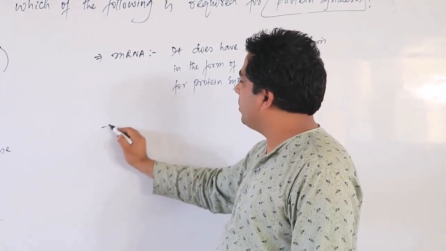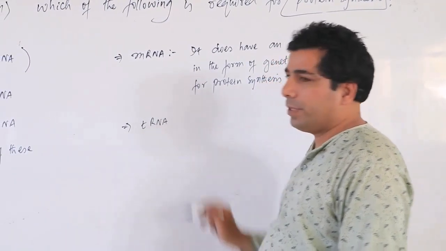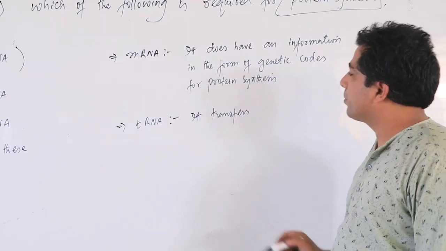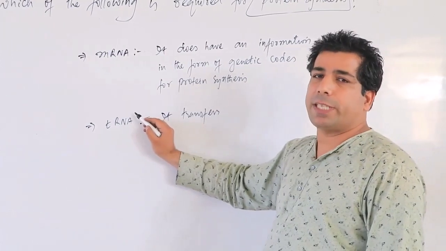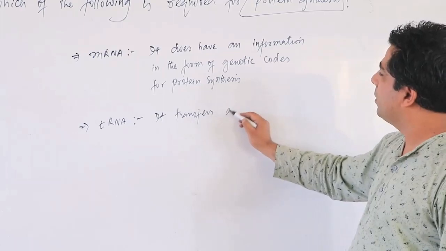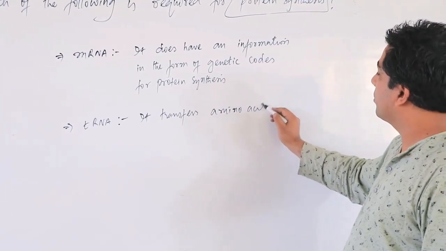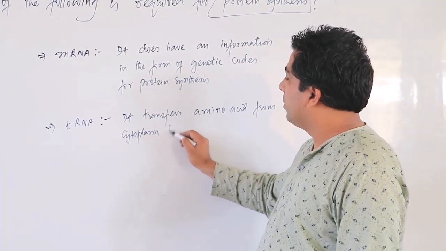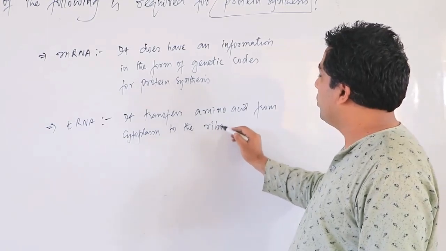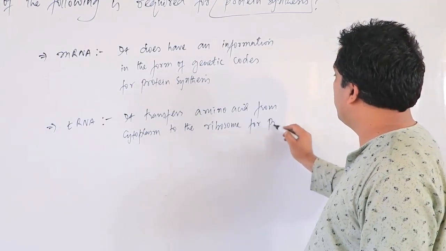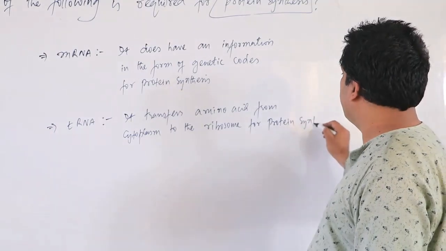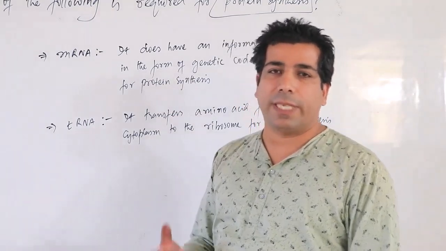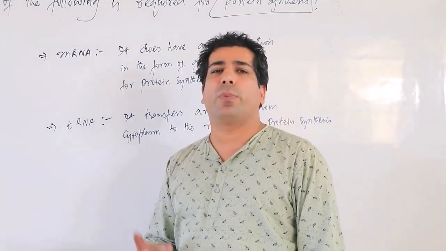If you look at tRNA, what is the role of tRNA? Especially, there are 20 different types of tRNAs, so it transfers amino acids from the cytoplasm to the ribosome for protein synthesis. So the role of tRNA is to carry the amino acids from the cytoplasm to the ribosome for which thing? For protein synthesis.